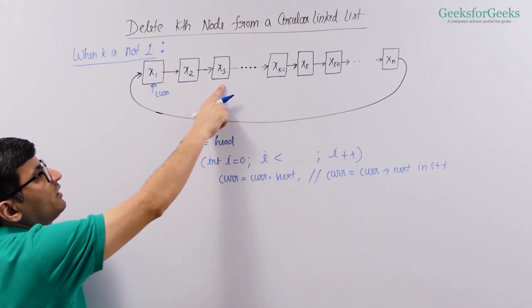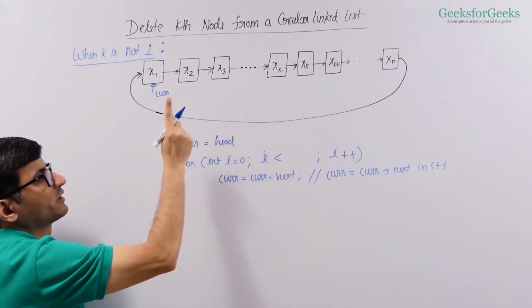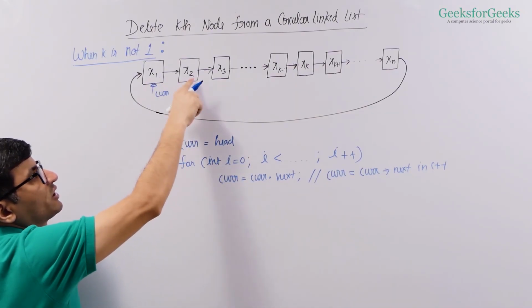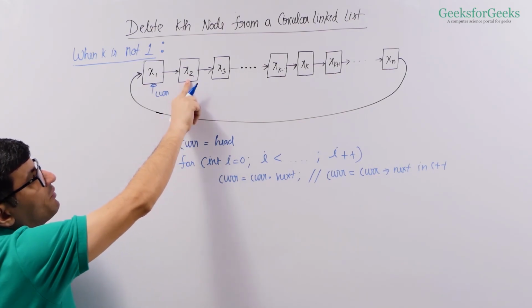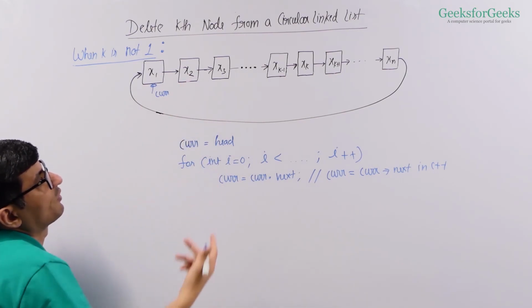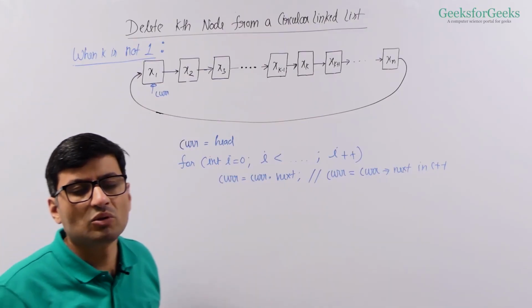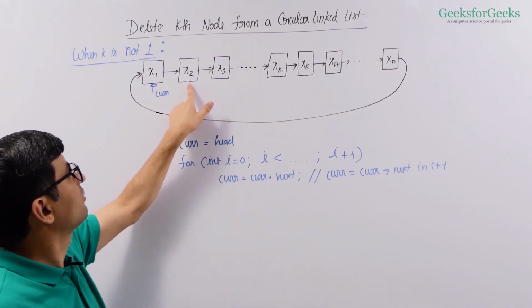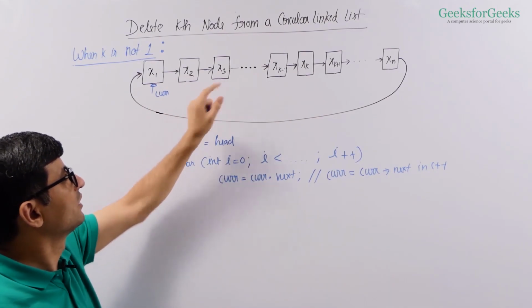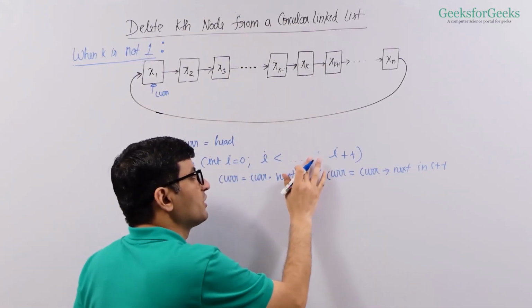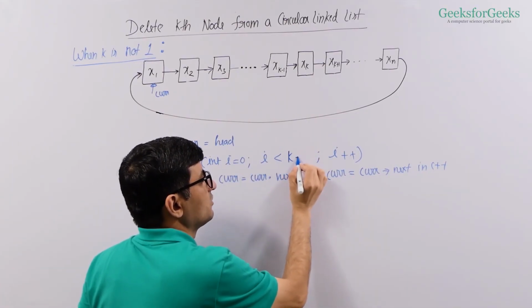When k is 3, you want to run this loop once, right? It should run once and it should come here because this is going to be the previous of the kth node. When k is 4, you want to run this loop 2 times. First time current will come here, next time current will come here.